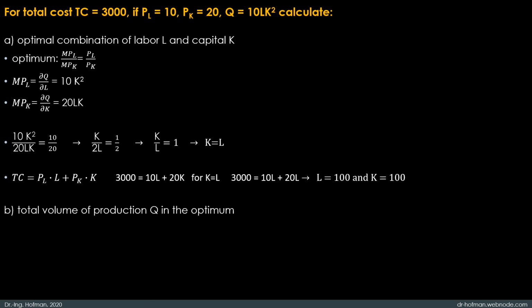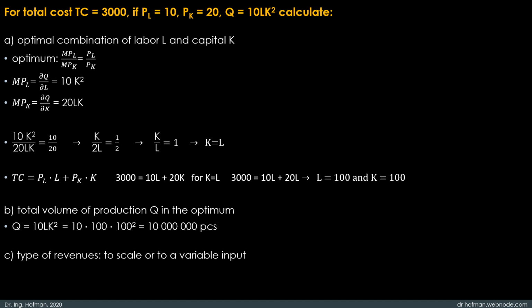In B point, you should determine the total volume of production Q in the optimum point. Q for optimal is 10 times LK squared, which is 10 times 100 times 100 squared, which means 10 million pieces.